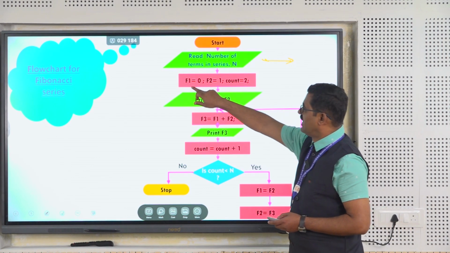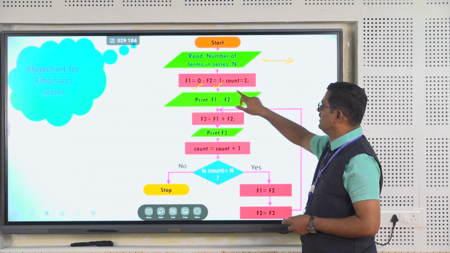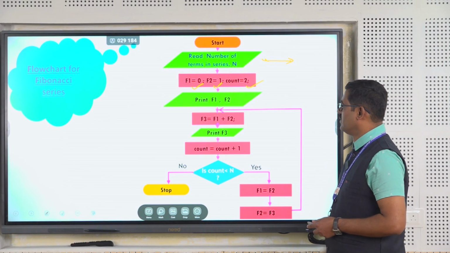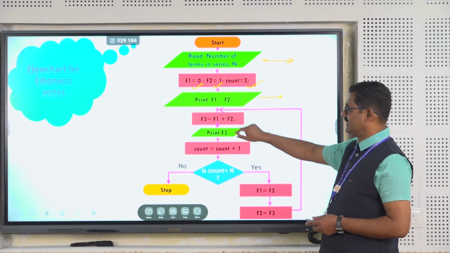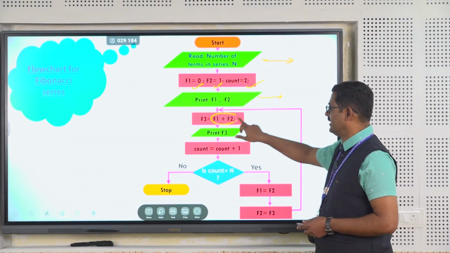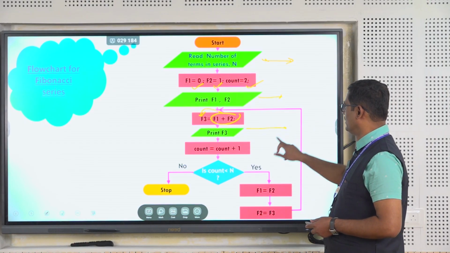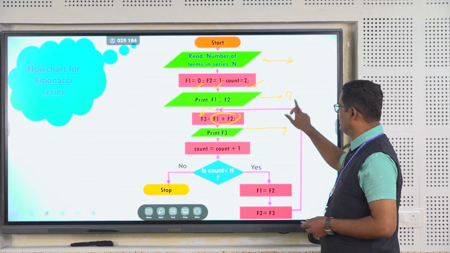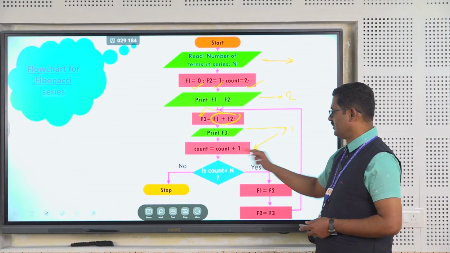Then the first term, as we know, f1 is equal to 0, then f2 is equal to 1, and count is equal to 2. Now print the values, print f1 and f2. Then calculate the third term, f1 plus f2. So do the addition of this and assign that value to f3. Now print f3. Now see, your count, this is 2, this is 1, so increase count by 1, so count is equal to count plus 1.